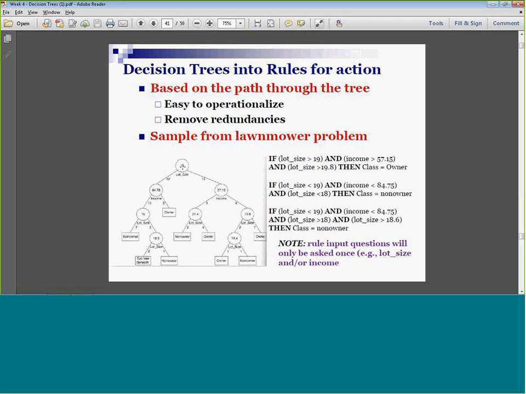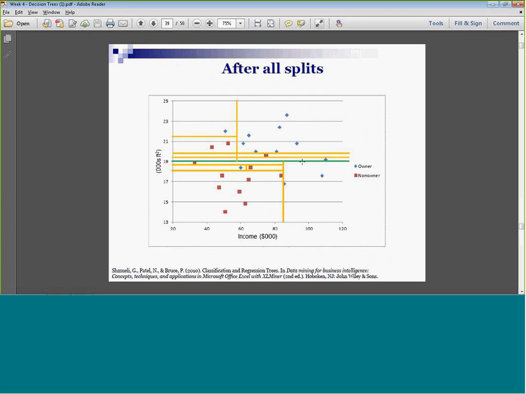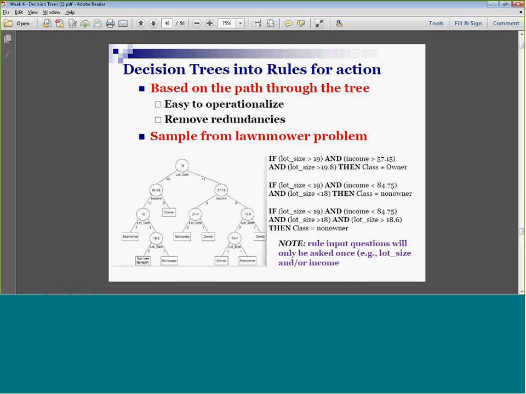This is just showing part of the tree. There's the 19 split. You say, well, lot size is in there twice. That's a silly rule. And the answer is that's fine, because remember, there are several splits here on lot size, and one or two splits on income.